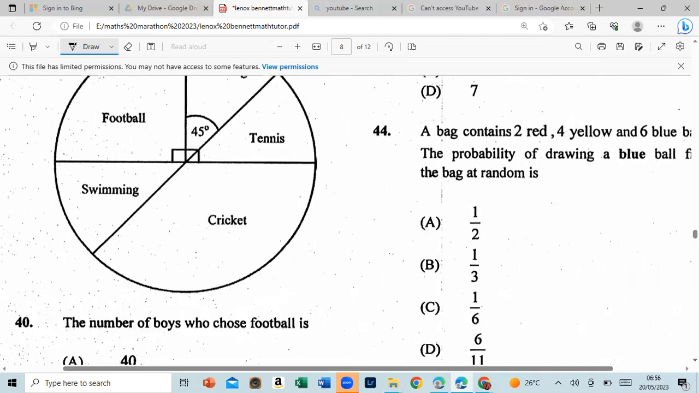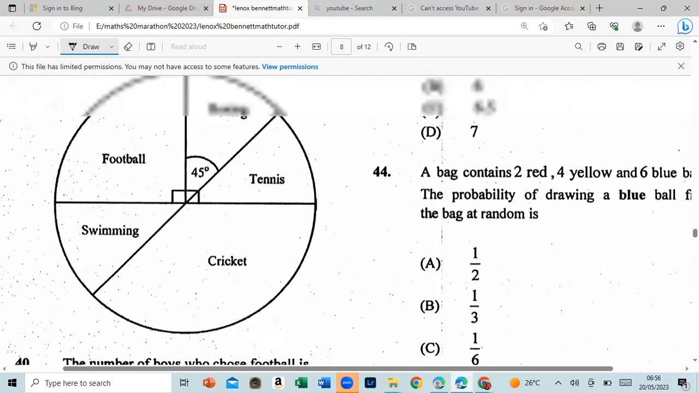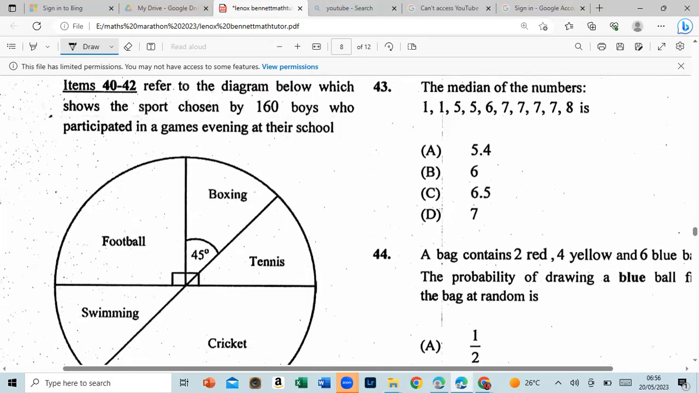The number of boys who chose football is... Did they give us the total? So it's 160 boys in all.